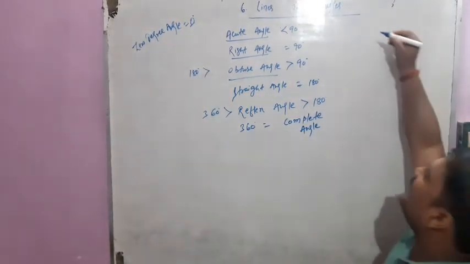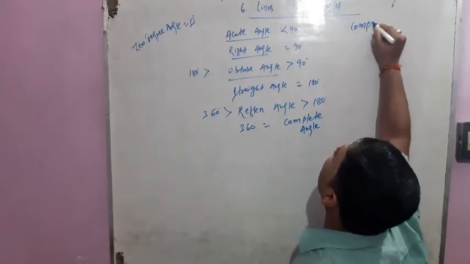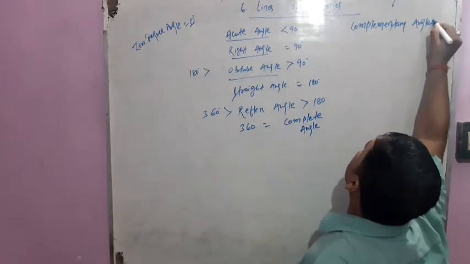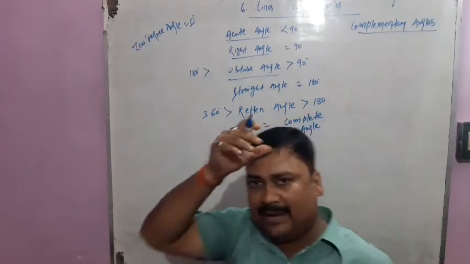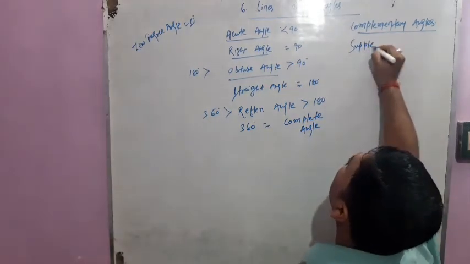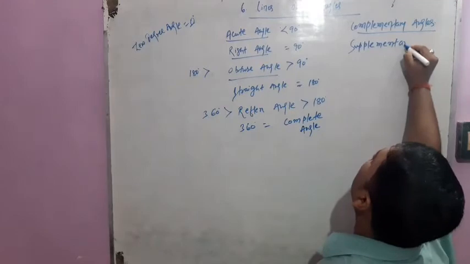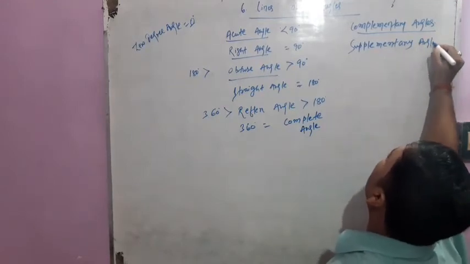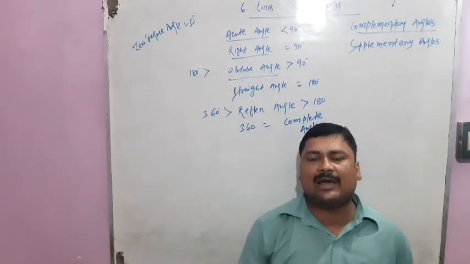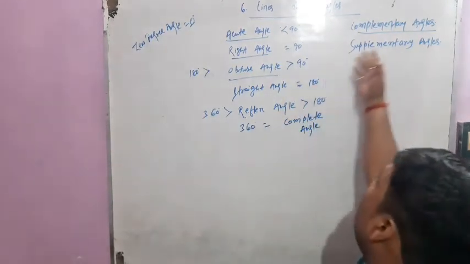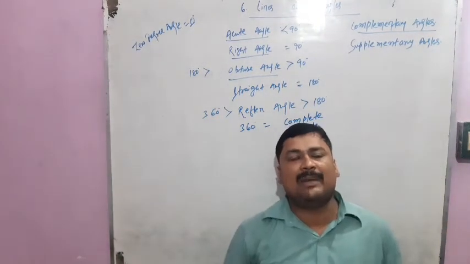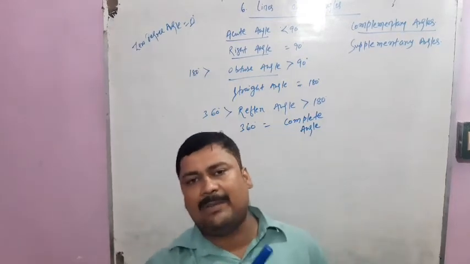Some other types of angles are also complementary angles. Such two angles whose sum is 90 degrees are called complementary angles. Then next, supplementary angles. Such two angles whose sum is 180 degrees are known as supplementary angles and each of them is called the supplement of the other. Similarly, in complementary angles, two angles whose sum is 90 degrees are called complementary angles and each of them is called the complement of the other.